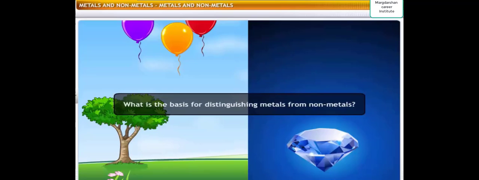To understand the scientific basis for this classification, you need to examine the physical and chemical properties of metals and non-metals.